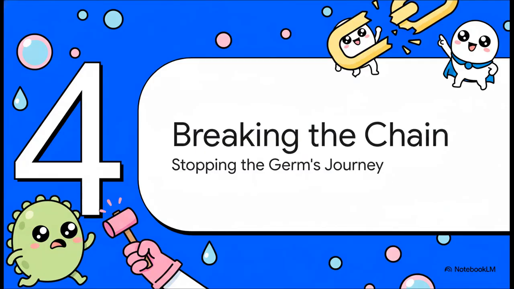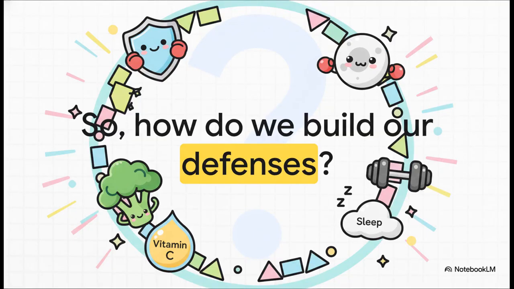Okay, so we followed the germ's entire playbook from start to finish. We get it. Now for the most important part of all of this. How do we use that knowledge to fight back? Because once you understand how the chain works, you know exactly where and how to break it. The absolute key to defending ourselves, especially when it comes to that last susceptible host link, is to build up our body's own defense system. And we call this biological armor immunity.